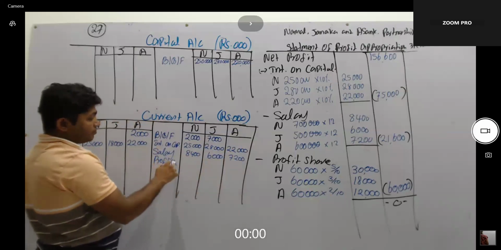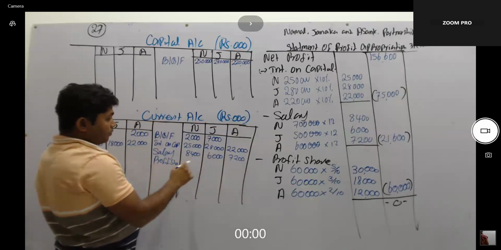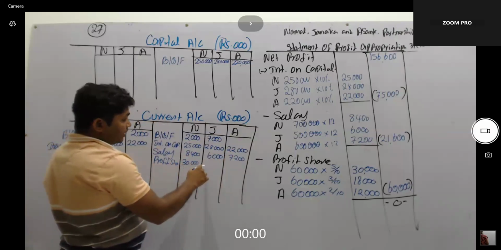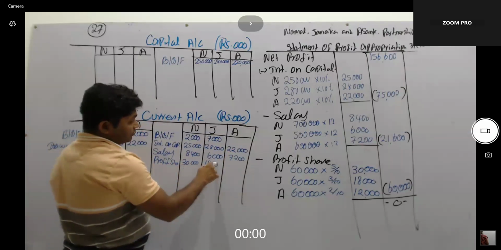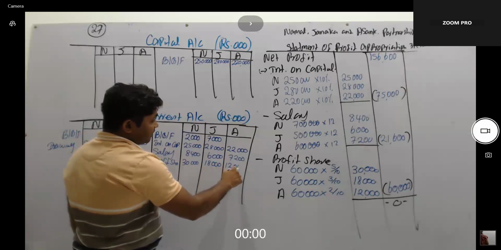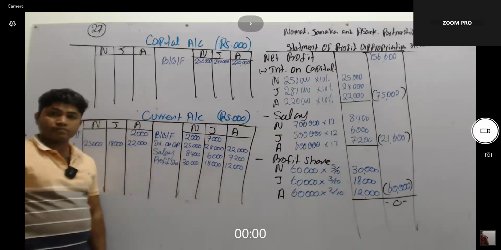Think profit share. Appropriation account debit, partners' current account credit. We cannot find equity until the profit is distributed. Consider retirement at the end of the year. Therefore, from the beginning, the appropriation parts will be done.